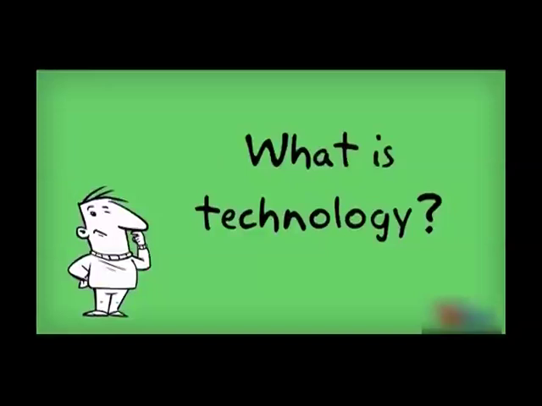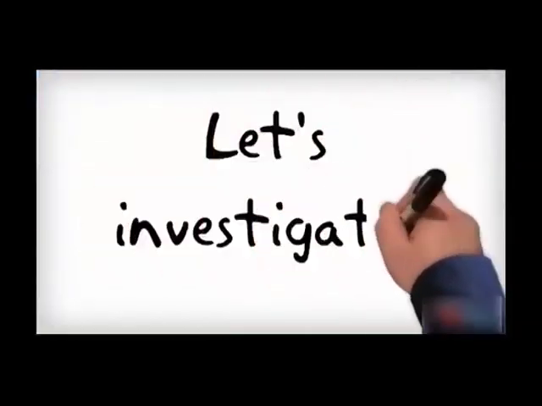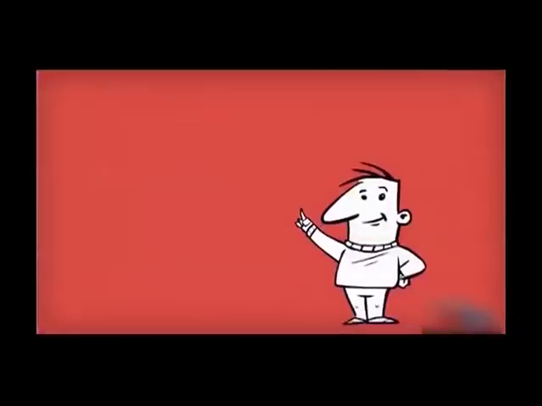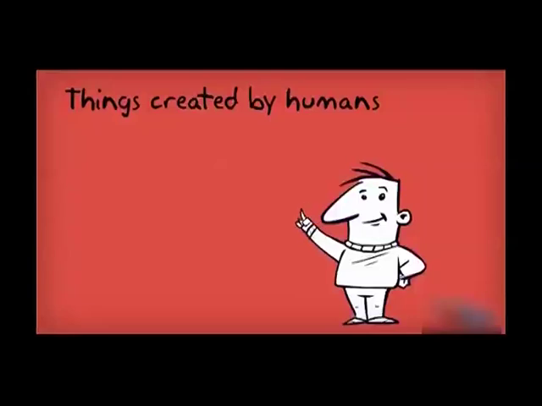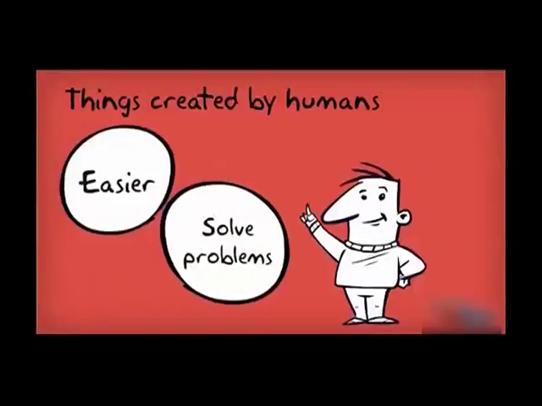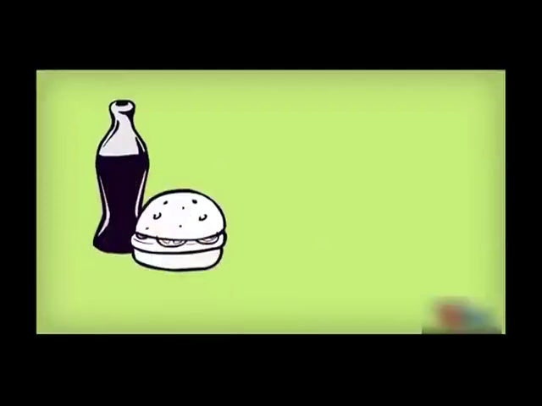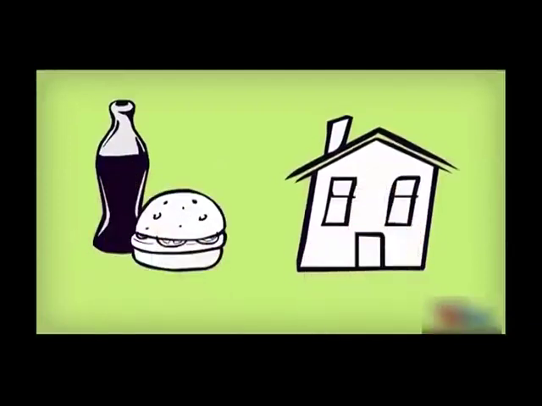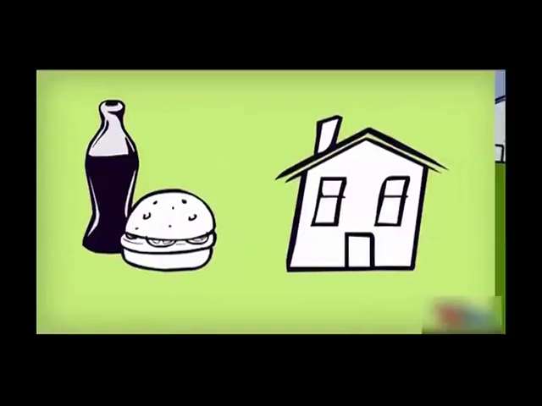When you think of technology, what do you think of? A telephone? A camera? But what about a table or a chair? Would you consider that technology? Let's investigate to find out. In the dictionary, technologies are things created by humans that can make our lives easier or solve problems. All humans have basic needs, such as getting water and food and having a shelter. Technology is a way to make this easier.